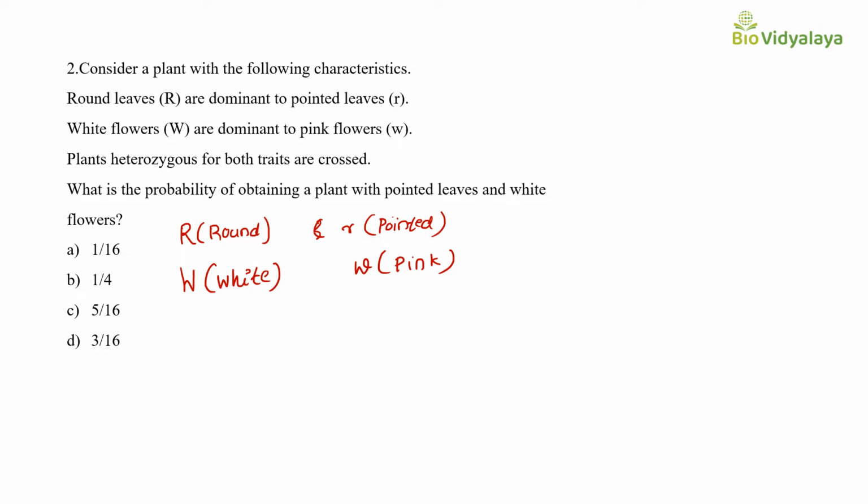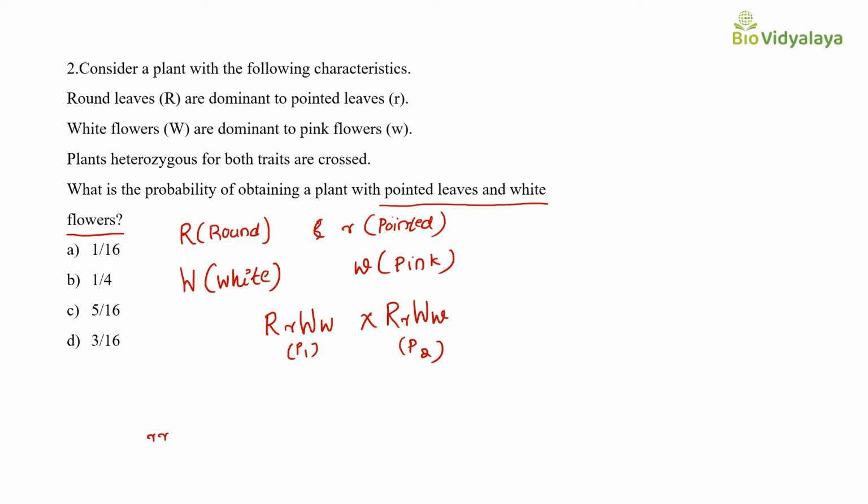And plants heterozygous for both the traits are crossed. They cross two heterozygous plants. So we can represent the genotype as capital R, small r, capital W, small w, cross capital R, small r, capital W, small w. This is parent 1 and this is parent 2. And we have to find what is the probability of obtaining a plant with pointed leaves and white flowers. Pointed leaf means that is the recessive character. So we can write it as small r.